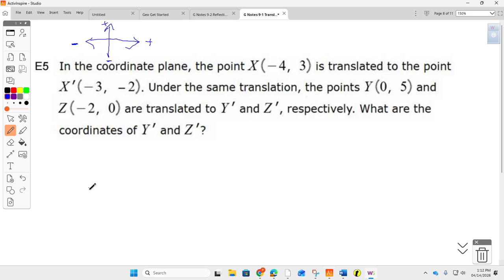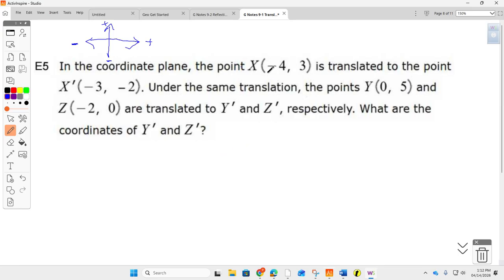In the coordinate plane, the point X, (-4, 3) is translated to the point X prime, (-3, -2). Under the same translation, the points Y, (0, 5) and Z, (-2, 0) are translated to Y prime and Z prime, respectively. What are the coordinates of Y prime and Z prime? It's a very confusing question.